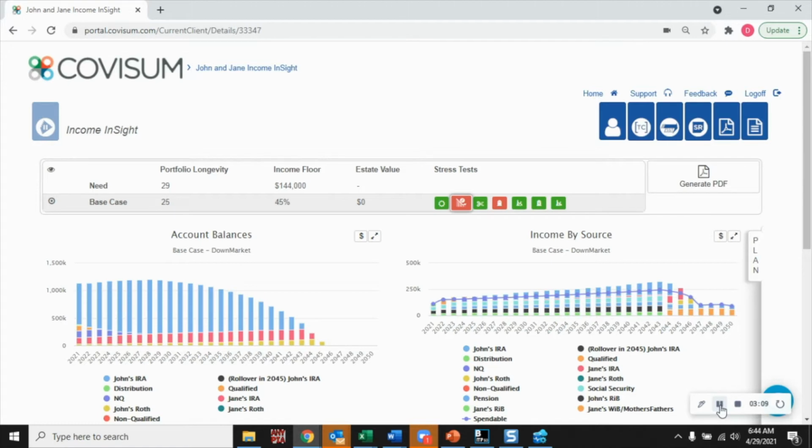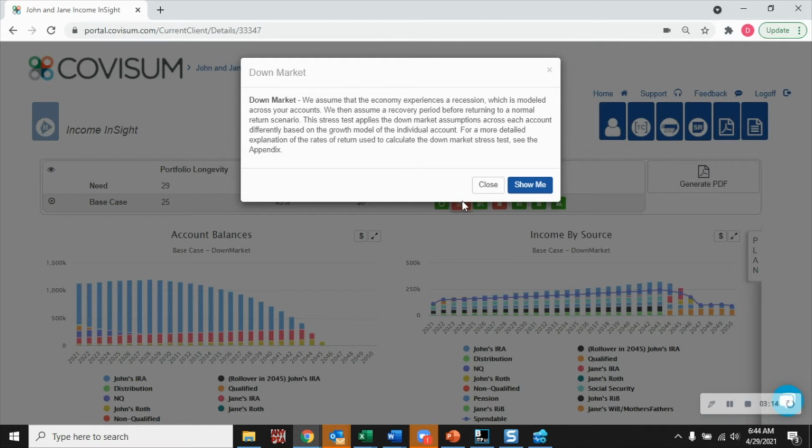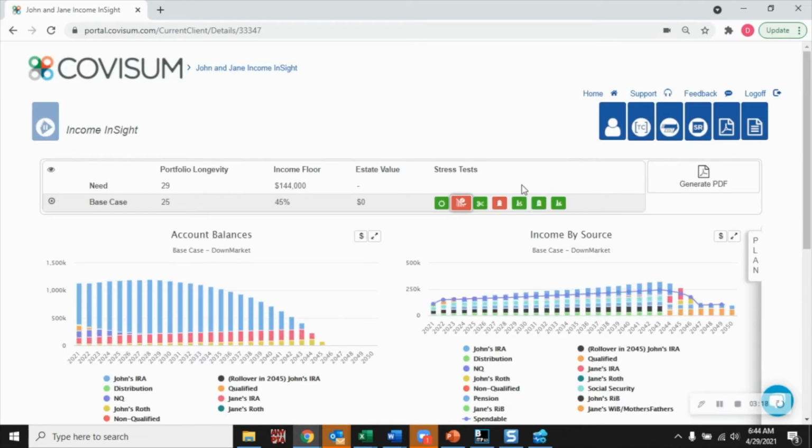The down market stress test we noticed in this case is red. We can take a look at it by clicking on the stress test and clicking Show Me. And why is it red? Because in this case, the portfolio does not last through retirement. It makes it 25 years.